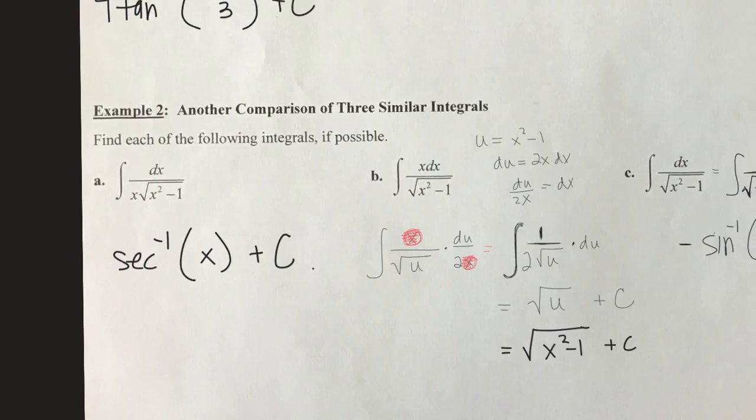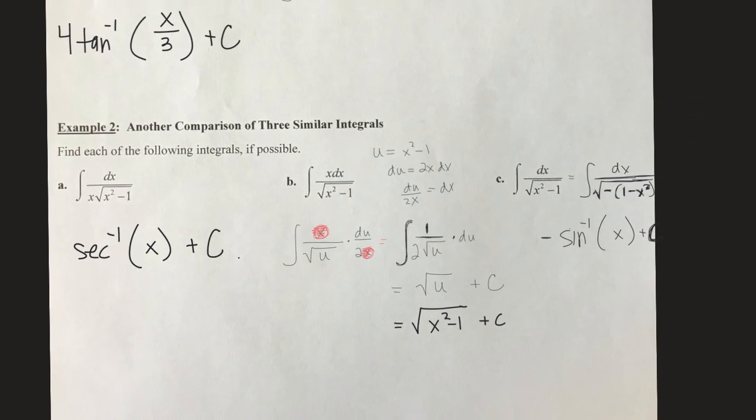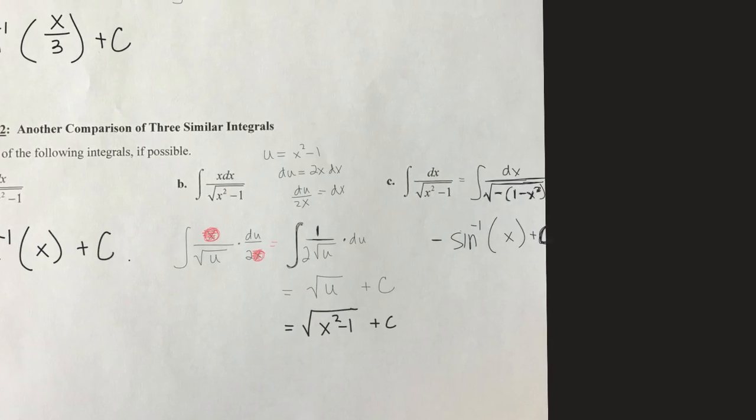But then down here, a couple more comparisons. We noticed that this one was an inverse secant. We looked it up, and this is the antiderivative of the secant equation. This one was once again a u substitution. We let u be x squared minus 1, and we got a nice square root antiderivative. And then our last one, we manipulated it into being a sine. Hopefully that was correct.